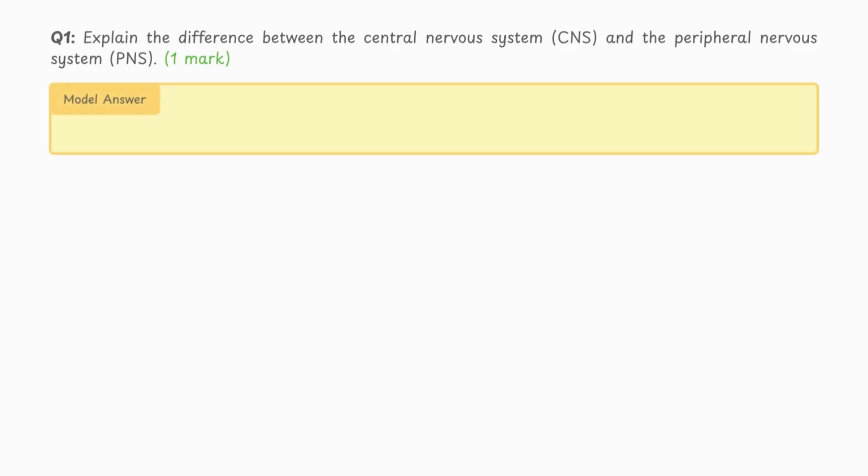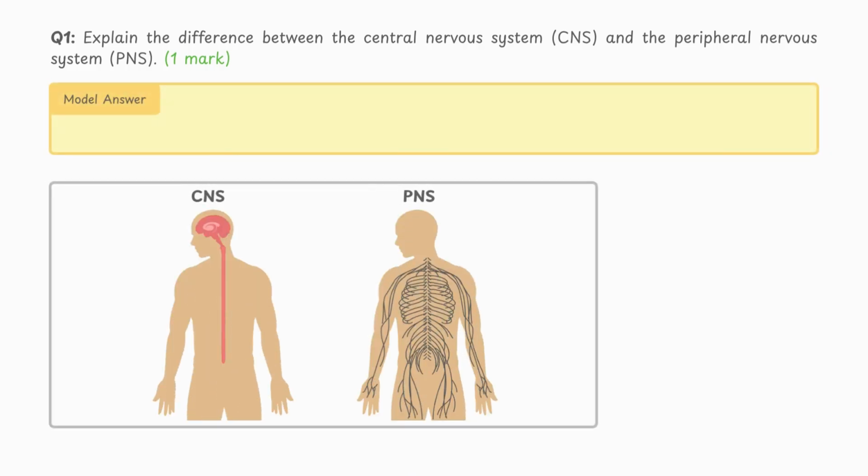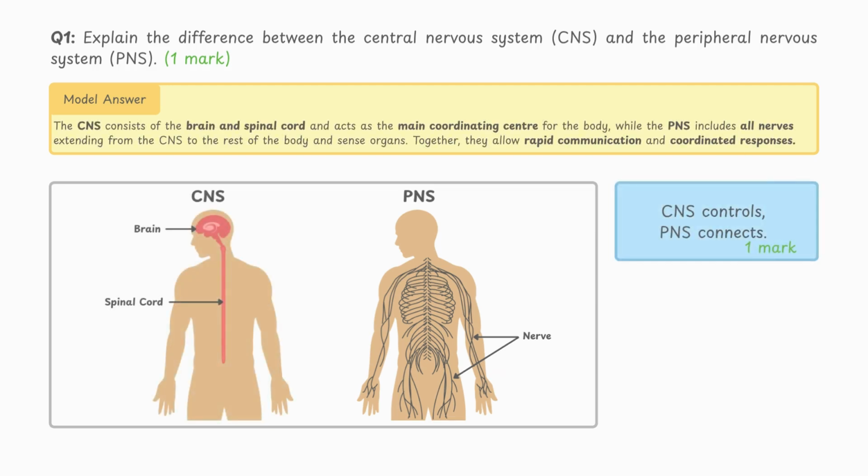We are asked to explain the difference between the central nervous system and the peripheral nervous system. The central nervous system, or CNS, is made up of the brain and spinal cord, and it acts as the main coordinating center of the body, controlling and processing information. In contrast, the peripheral nervous system, or PNS, includes all the nerves that extend from the CNS to the rest of the body and sense organs. Its role is to connect the body to the CNS, allowing signals to travel back and forth. Together, the CNS controls and the PNS connects, enabling rapid communication and coordinated responses throughout the body.